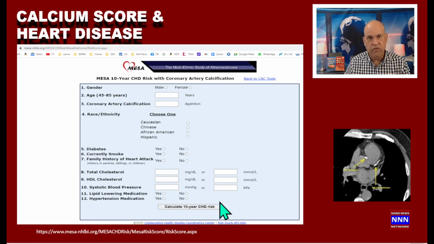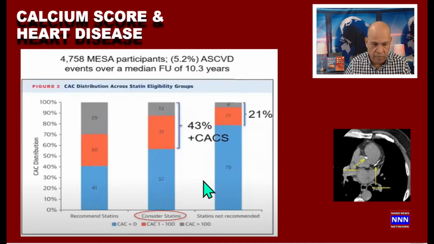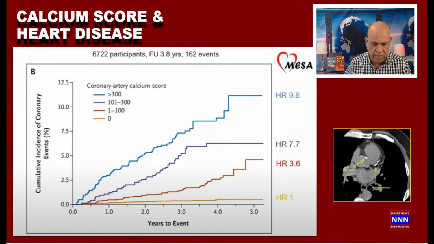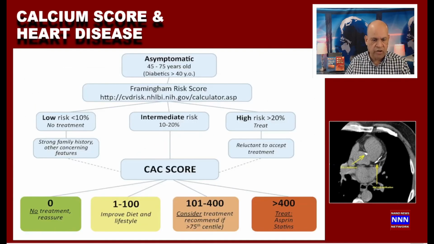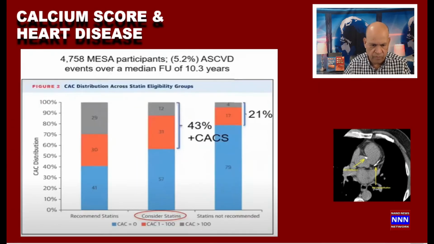So based on your risk, whether it is 5%, 10%, or 20%, we can go back to the chart previously and say, okay, your risk is 10 to 20%, then you need lifestyle modifications. If the calcium score is higher, then you need to be on medical treatment with statins and other drugs to control blood pressure and diabetes. If your risk is greater than 20%, then you need the full treatment along with lifestyle modifications.